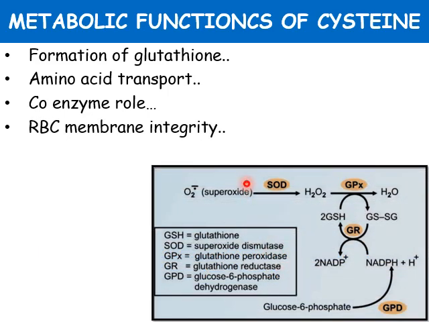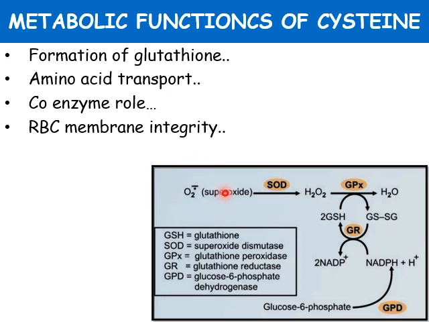RBC membrane integrity. Again, it is a very essential role of glutathione, which is synthesized from cysteine, in maintaining the RBC membrane integrity. In RBC, free radicals are generated, and the removal of these free radicals is very important. If they are not removed, they can damage the red blood cell membrane and lead to hemolysis.